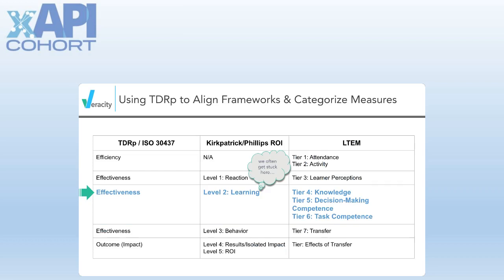If you want to categorize measures, that's a good approach too, and it makes it easier to map back to your evaluation strategy. Here's an example table I put together that shows how the different frameworks line up: the Kirkpatrick model, TDRP, and LTEM. Really, in a nutshell, you could say that most, if not all, things you measure will generally fall under three high-level categories: efficiency, effectiveness, and impact.